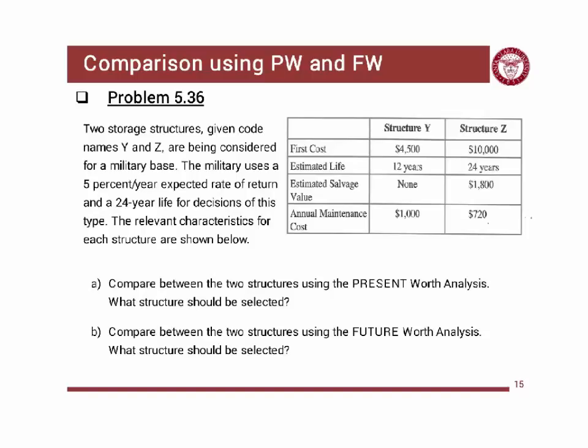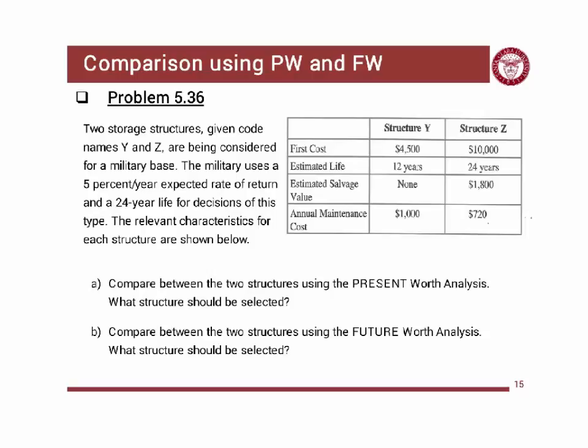So we have here these two structures, Y and Z. Each one has its own cash flow characteristics. The first one, Y, is cheaper, but it lives shorter than the other one, and it costs more in maintenance. So now you cannot have a clear-cut answer by looking simply at the numbers. You have to run a life cycle or a whole cash flow analysis here.